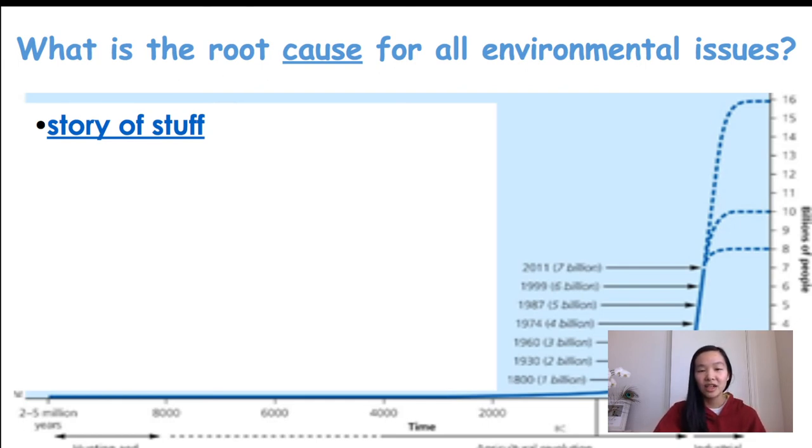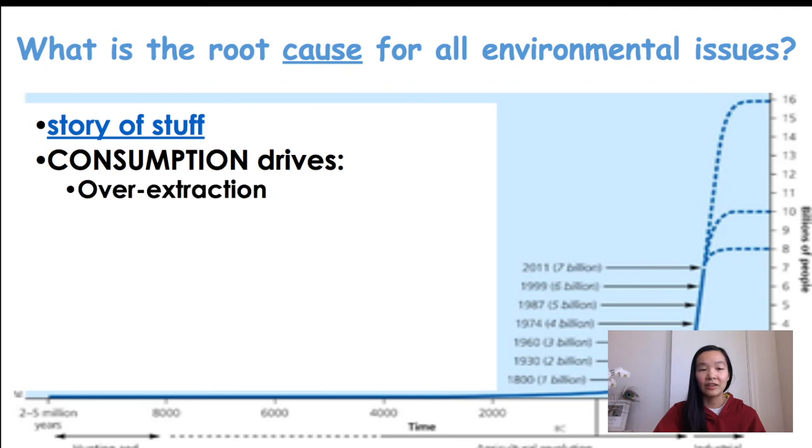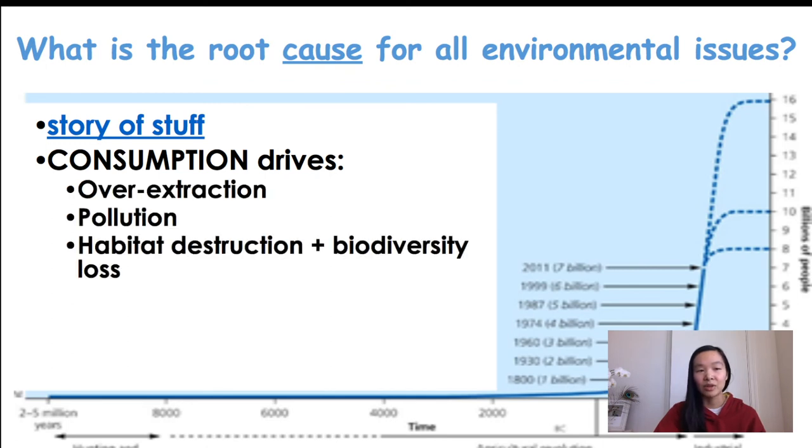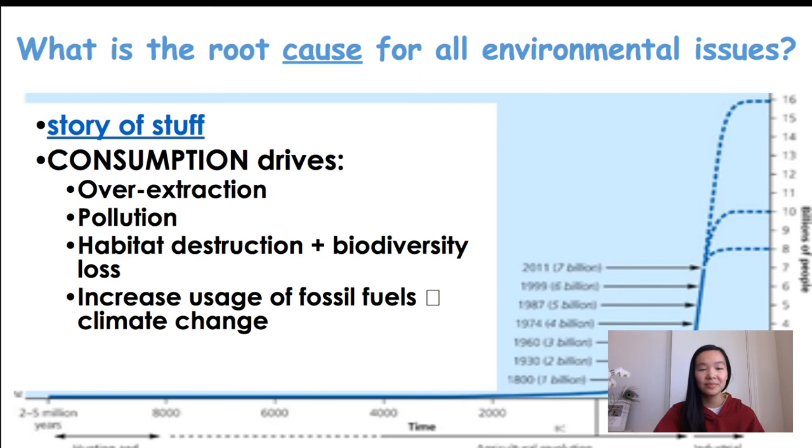And The Story of Stuff is a video that you're going to be watching later on in the week that is going to be talking about our consumption habits and the ways that we may not be aware that consumption is affecting parts of the world. So consumption is really the main driver of environmental issues if we don't have healthy or responsible consumption habits.